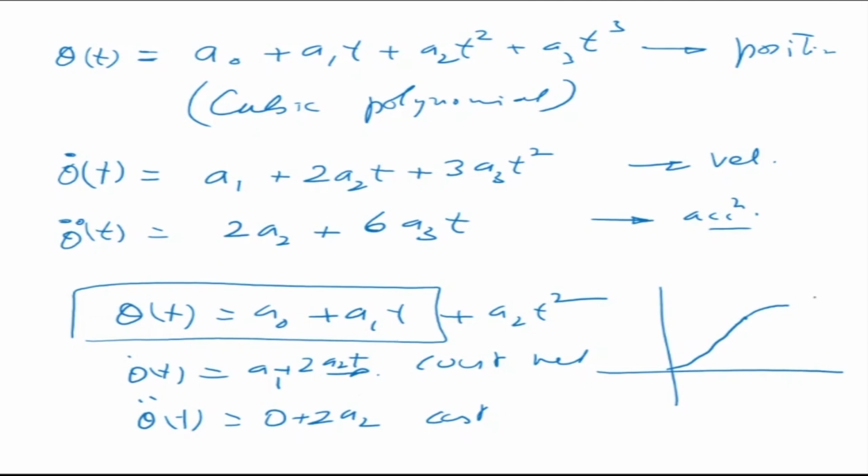So what I'm trying to explain is that you have to take minimum cubic polynomial. If you take less than cubic polynomial, your velocity and acceleration will have problems. Okay, and you will not be able to move, the robot link will not move.